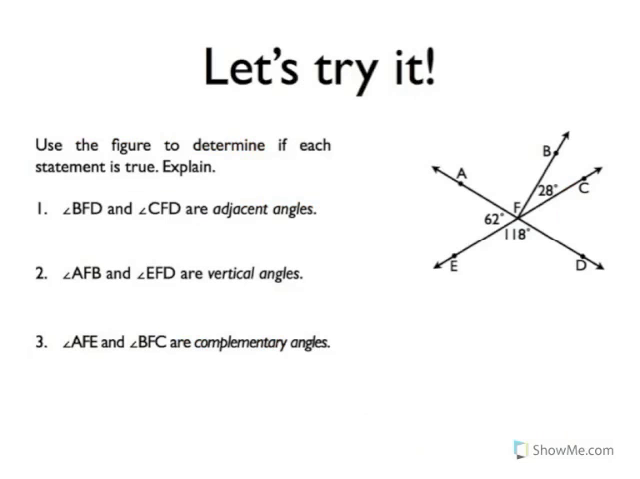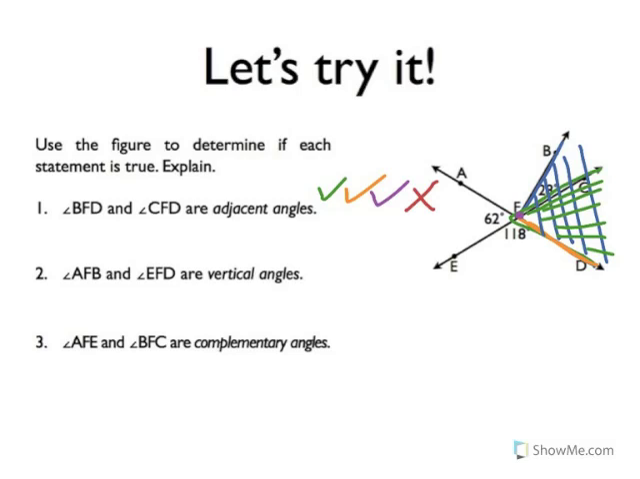Let's apply what we have just learned. Are angle BFD and angle CFD adjacent angles? Well, they are indeed coplanar. That's one check. They do have a common side. That's another check. They do have a common vertex. That's another check. But notice that the interior points of BFD and CFD do intersect. So that would mean no, they are not adjacent angles because they don't meet all 4 points of the definition.